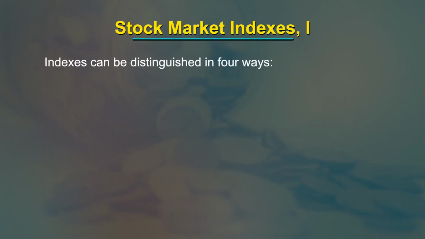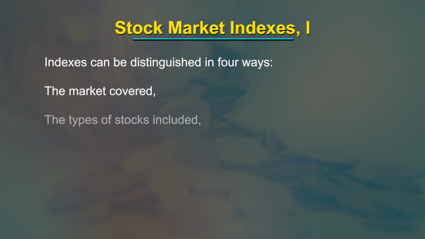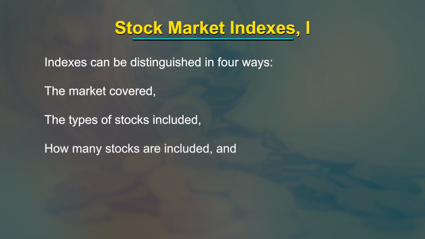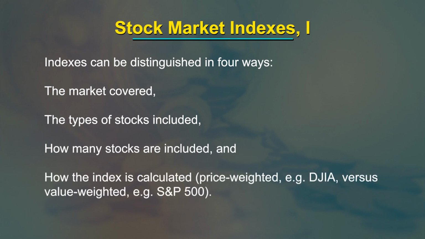Now, before I end this module, I would also like to hit upon some very small definition of what I really mean by stock market indexes. Indexes can be distinguished in four ways. One is the market covered, the type of stocks that are included, how many stocks are included, and how the index is calculated. So if it is a price weighted one, like for example the DJIA, the Dow, versus value weighted. Now Dow is basically price weighted, while the S&P 500 that we know exists is value weighted.